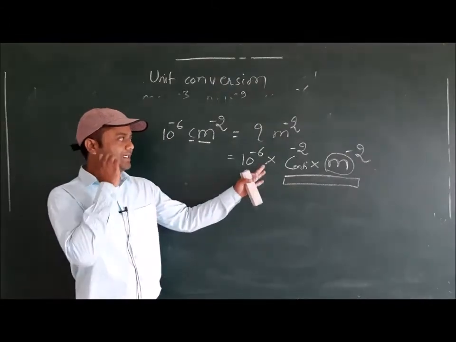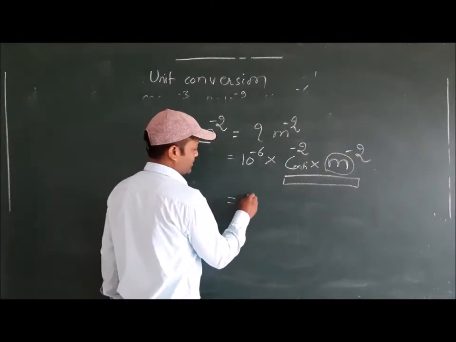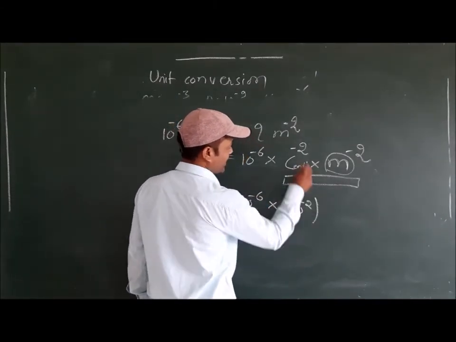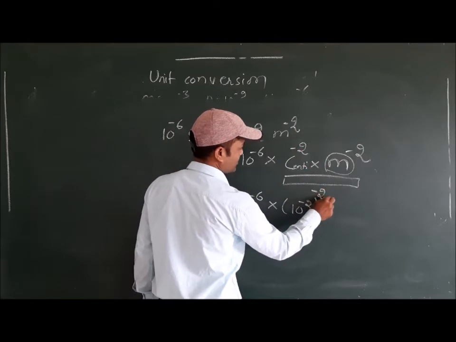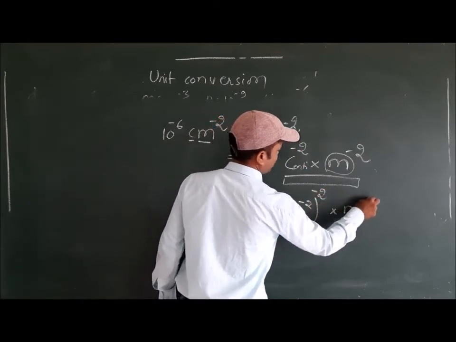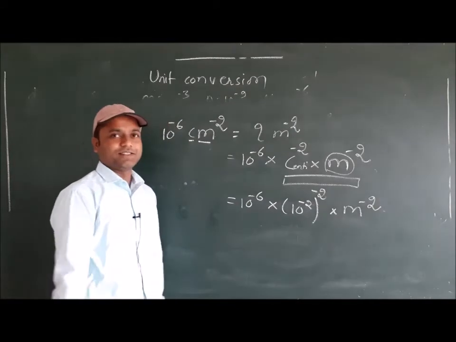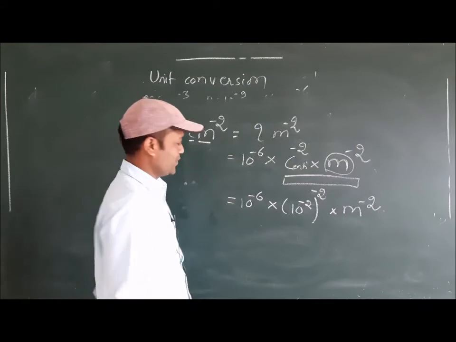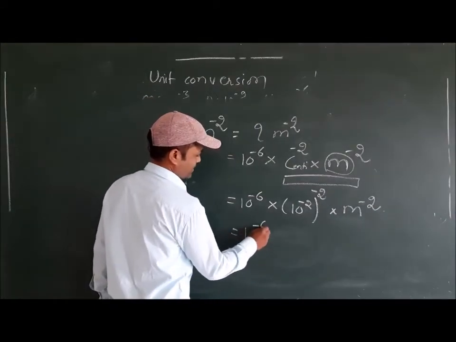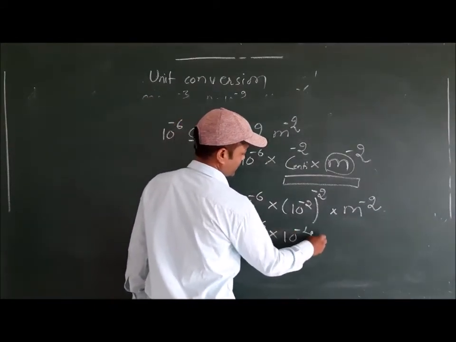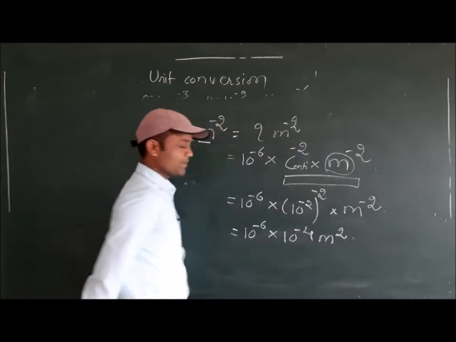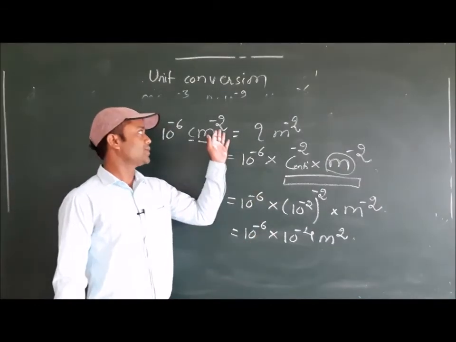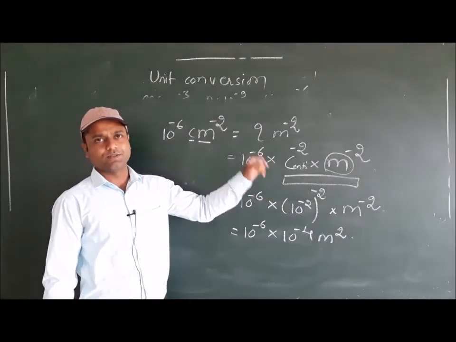Then what I have to do: I know the value of centi, the value of centi is 10 to the power minus 2, and again the power is minus 2, I keep power minus 2, and meter square is as it is. 10 to the power minus 2 into this minus 2 is equal to 10 to the power minus 4, hence 10 to the power minus 6 into 10 to the power minus 4 meter square. So this is the way to solve the example of a square, cube, anything is there, okay?